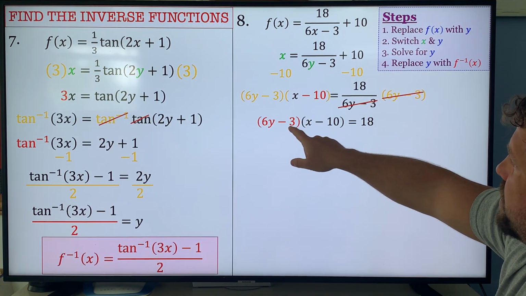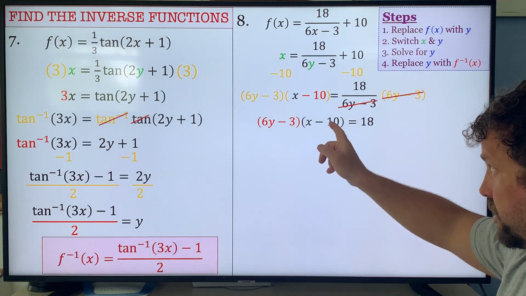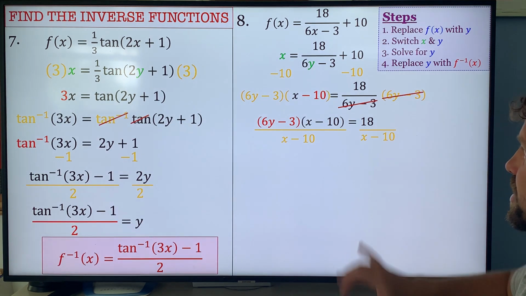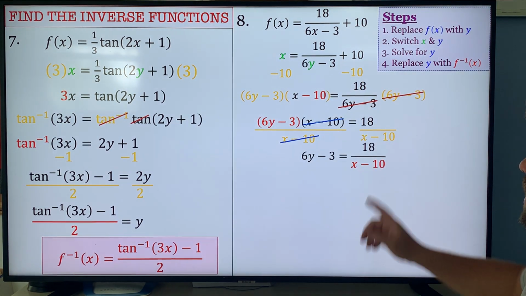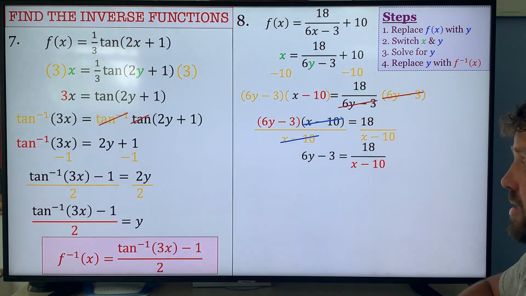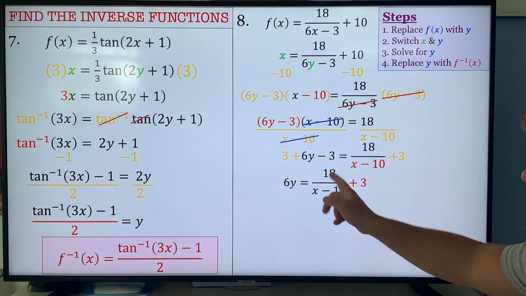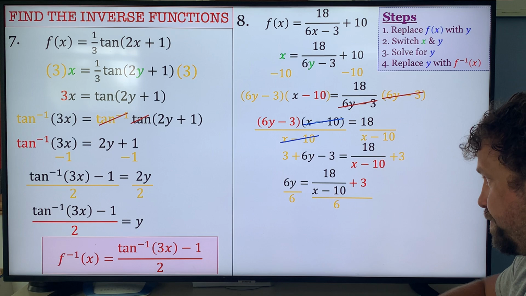Leaves us 6y minus 3 times x minus 10 equals 18. Good. You divide both sides now by x minus 10. So you're kind of doing like a cross multiplication thing here. That cancels out, leaving you with 18 over x minus 10 equals 6y minus 3. Now you solve for y easily. Add 3 to both sides. 6y equals 18 divided by x minus 10 plus 3. Divide both sides by 6.